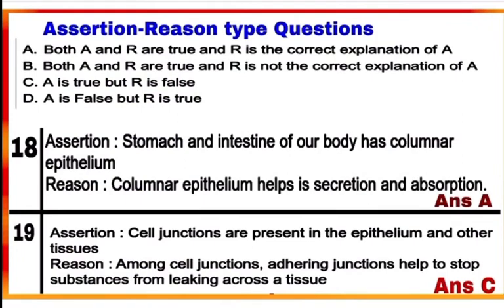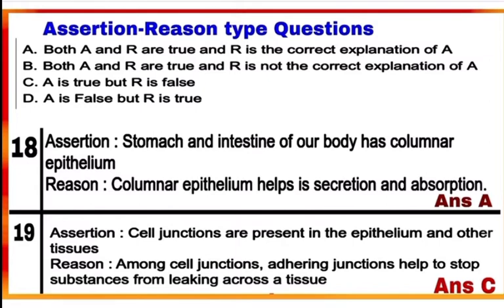Now, let us discuss assertion reason type questions. Question number 18. Assertion statement. Stomach and intestine of our body has columnar epithelium. This is the true statement. Now see the reason. Columnar epithelium helps in secretion and absorption. This is also true and correct explanation of assertion.